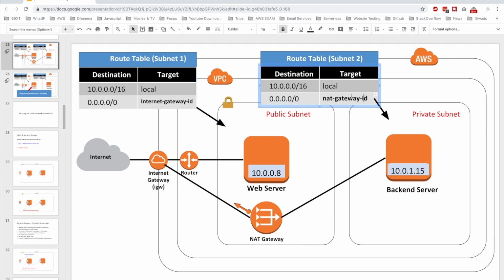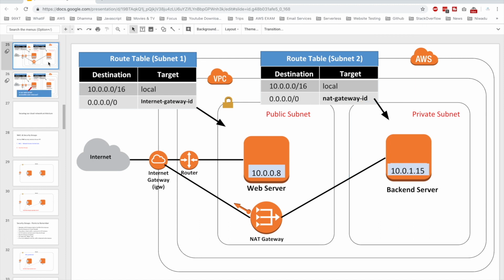Can you see? This is the route table of our private subnet. It does not have a route out to the internet gateway, but it has a route out to the NAT gateway so that our instances in the private network can talk to the internet via the NAT gateway in order to fetch any security updates or any other updates from the internet. But no traffic is allowed to talk to backend servers since we don't have an internet gateway attached.